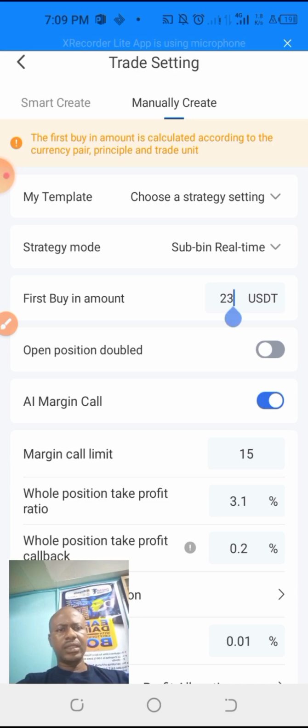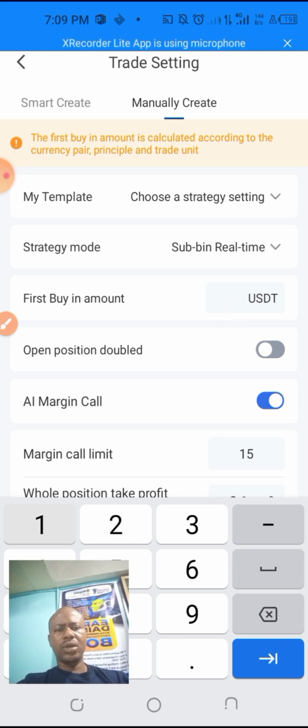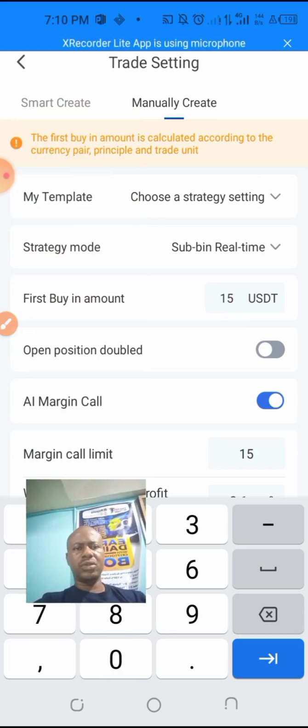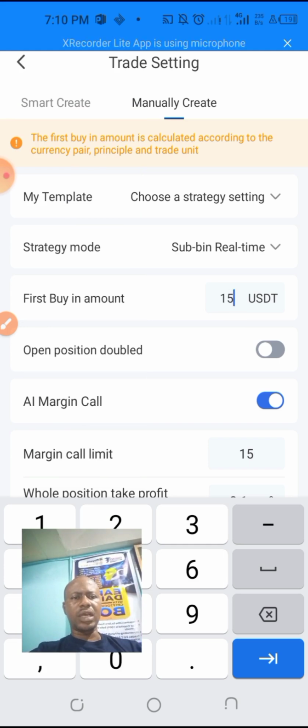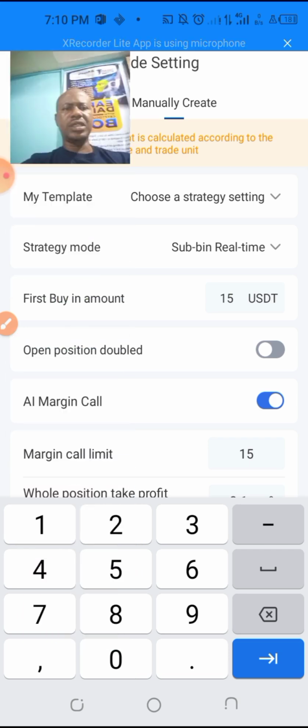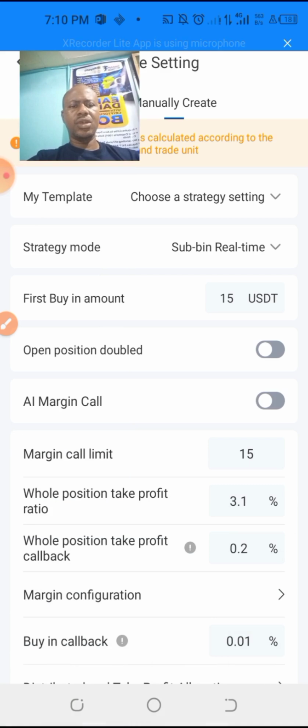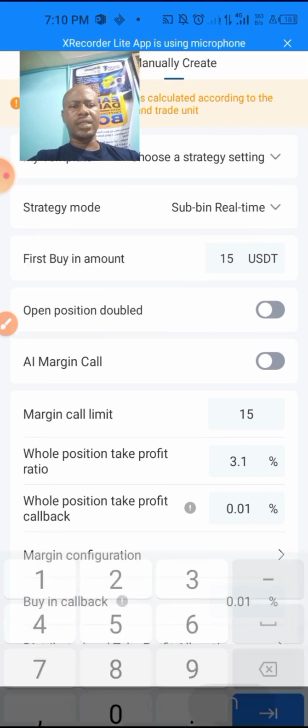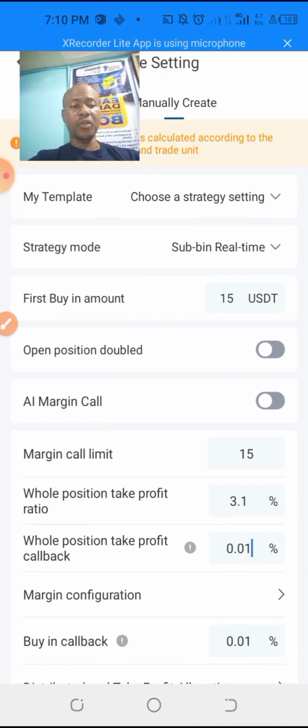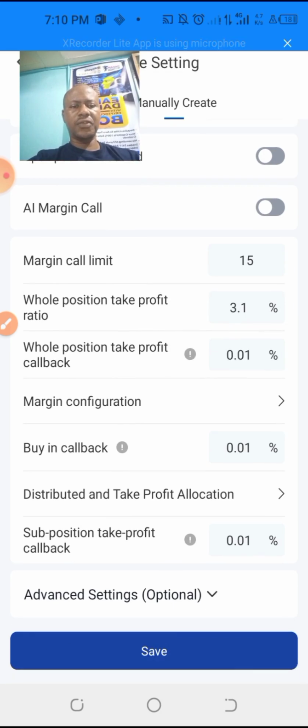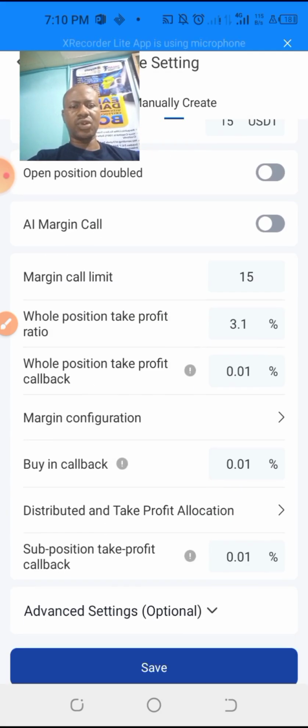Then you can change your first buying amount to the amount that you saw on your trade setting strategy. Either you are using bronze, silver, or jade, we have trade setting for each capital. Then set the margin call. So if in the signal you are told to use 3.1, then make sure that you put the take profit ratio you want to take. Then click save, and ensure you click save.